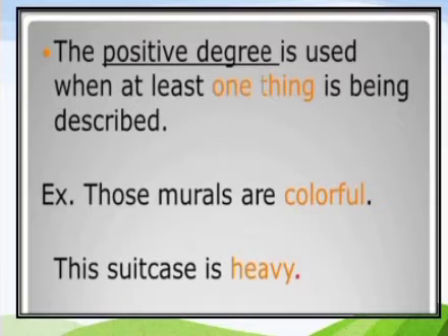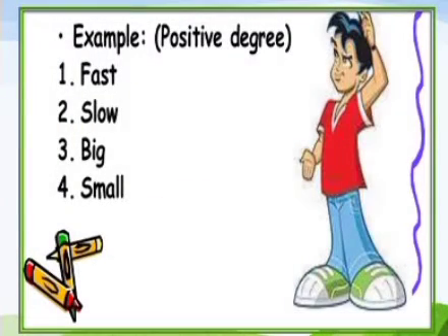What is the thing which you have described? That suitcase, and it is heavy. You have not compared it with anyone. Few more examples of positive degree are fast, slow, big, small.